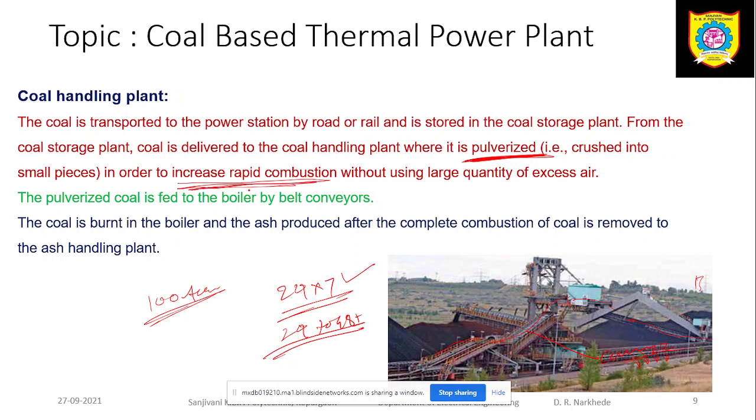So when you break that coal rock into small pieces, or convert it into powder-like form, it will burn easily, its combustion will be easy, it will rapidly burn without using excess air, a large quantity of excess air.